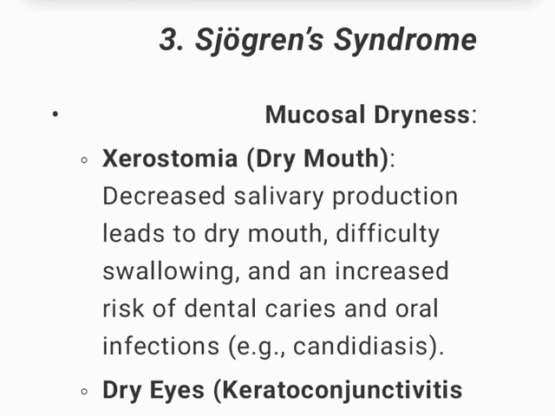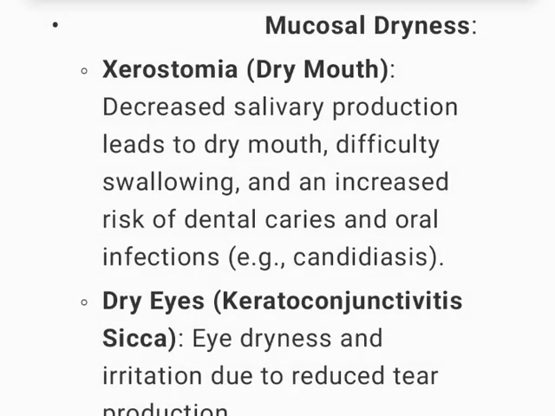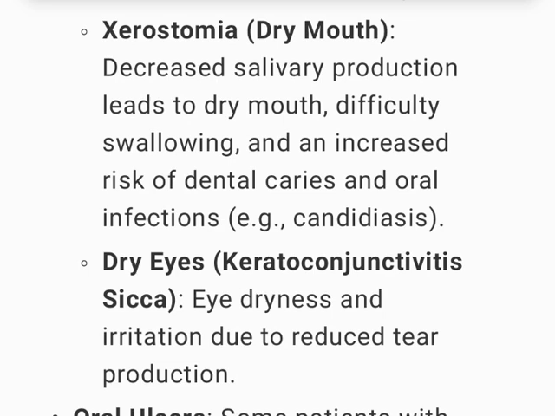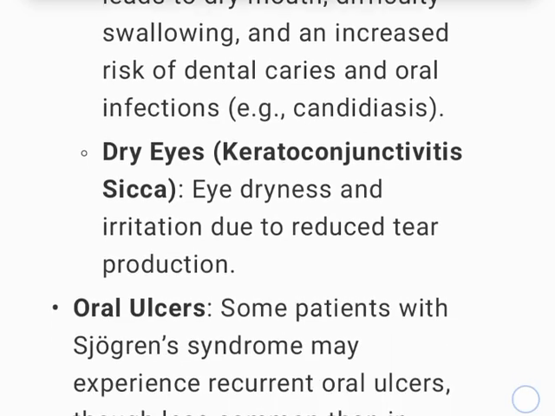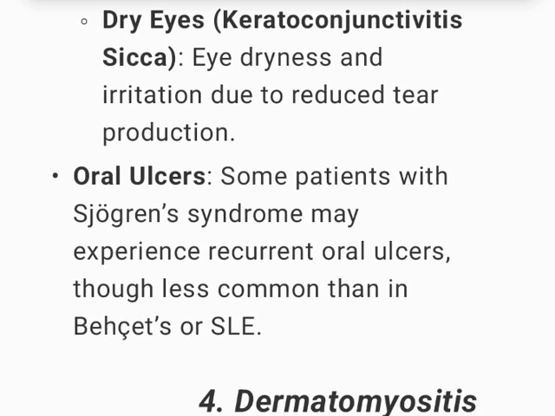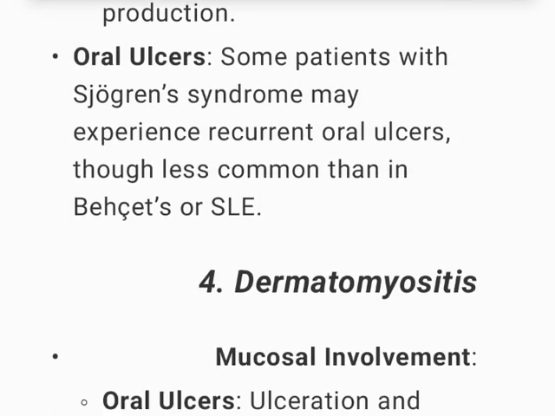3. Sjögren's syndrome, mucosal dryness, xerostomia, dry mouth. Decreased salivary production leads to dry mouth, difficulty swallowing, and an increased risk of dental caries and oral infections, e.g., candidiasis. Dry eyes, keratoconjunctivitis sicca, eye dryness and irritation due to reduced tear production. Oral ulcers. Some patients with Sjögren's syndrome may experience recurrent oral ulcers, though less common than in Behçet's or SLE.